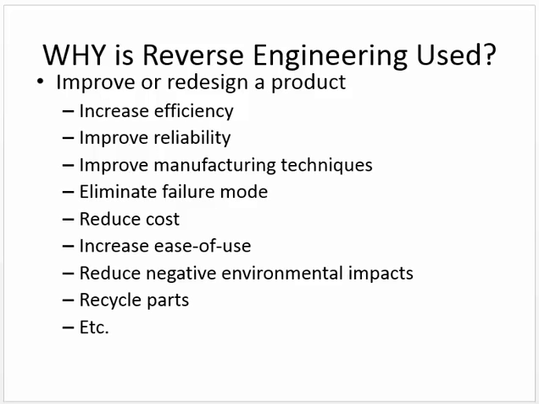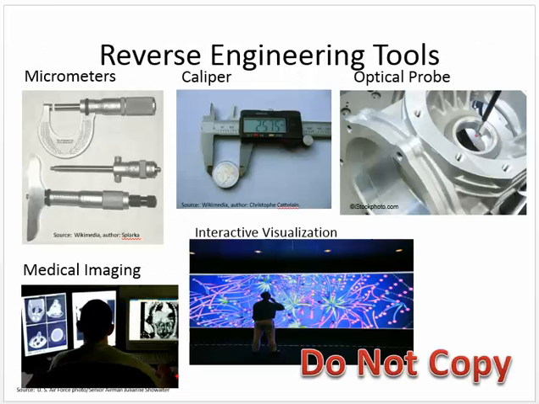Reduce negative environmental impacts. Reverse engineer it to see if we can use less poisonous materials in here. Reverse engineer it to use recycled parts. Is there a way to do this now where we use recycled parts instead of parts that are non-recyclable? Those reasons can go on and on and on.